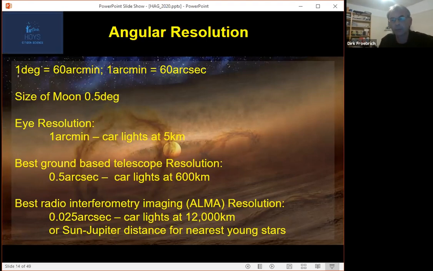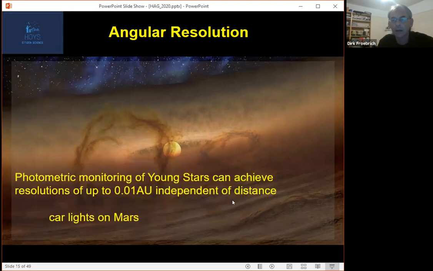So in our project, most of the stars are actually about 3,000 light years away. And if we have a resolution of 1% of an astronomical unit, at 3,000 light years distance, if you translate that to the car, then that means you can park your car on Mars and still see with our technique if there are two lights on or not.